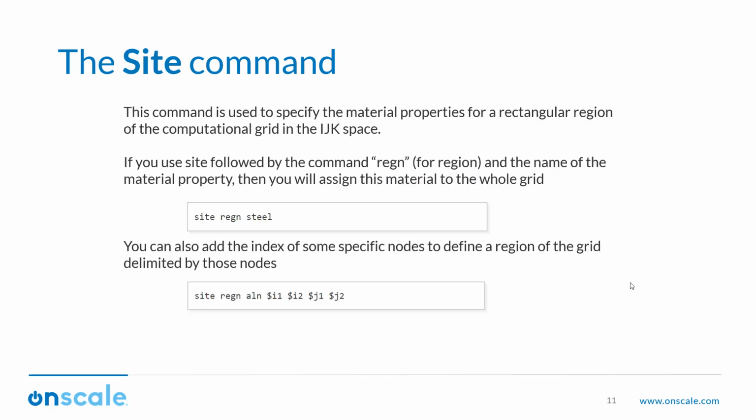Now the site command is what is generally used to assign the material you created to your model. If you use the region command, it's called regn because you have only 4 characters allowed for the command names. If there is nothing afterwards, it will assign this material to the whole grid. If you want to assign it to a specific region of the grid, you define some key points, and then you assign this material to those key points, like I already showed you.